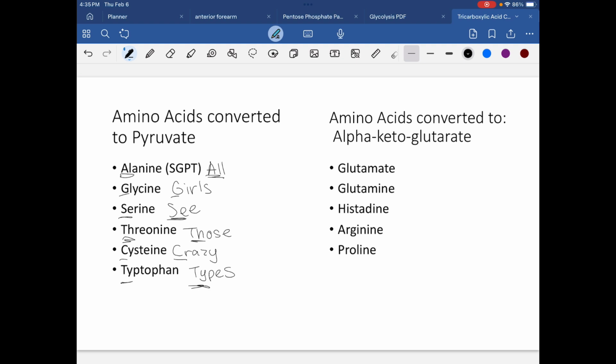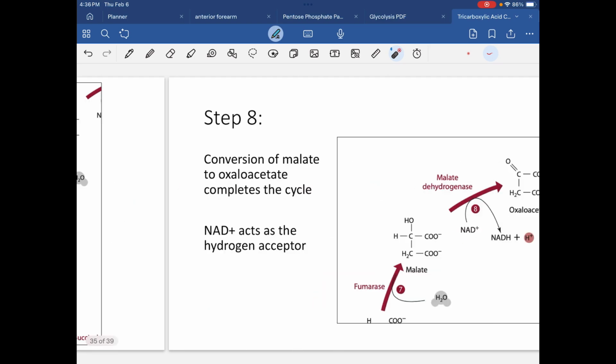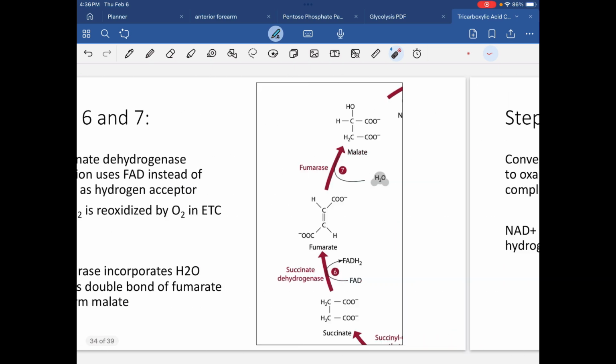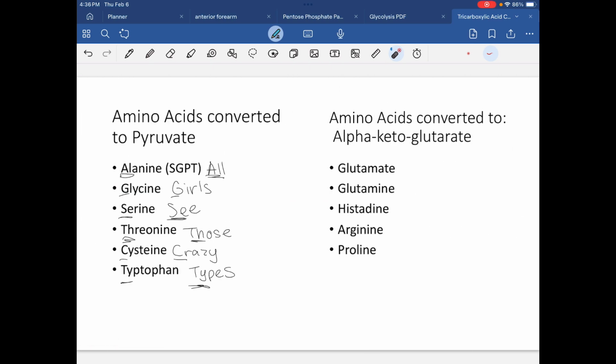Our next group is going to be amino acids that can be converted into alpha-ketoglutarate. Remember, we saw alpha-ketoglutarate. I said that one was my favorite down here. So we can convert amino acids into the substrate, and then they can be converted to succinyl-CoA, so on and so forth, creating more electron carriers and energy. These amino acids are glutamate, glutamine, histidine, arginine, and proline.